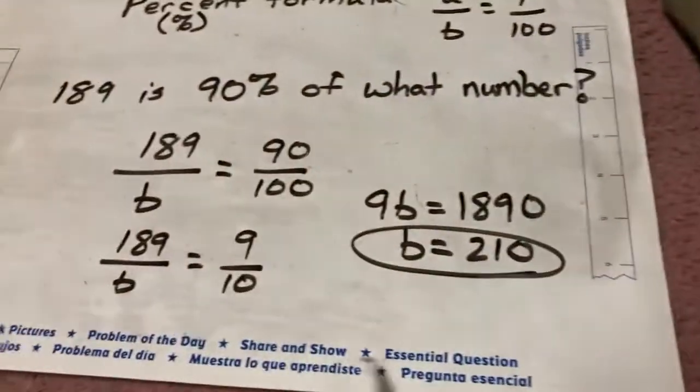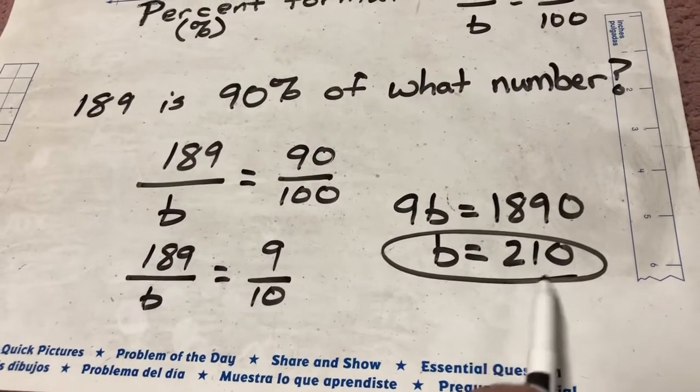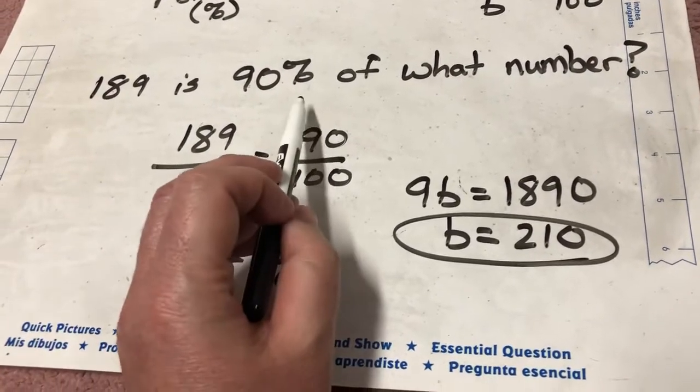What this is saying is, let's say you had a test that had 210 questions. You got 189 of them right. You would have gotten a score of 90%.